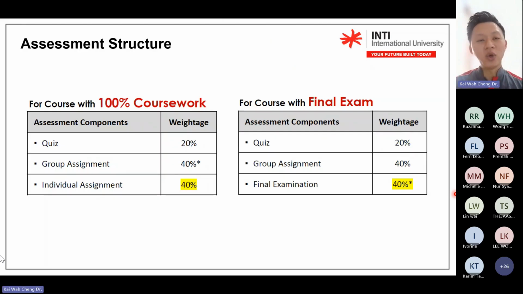So now we will proceed with the next segment. Assessment structures. We have two types of assessment structure, whether the course comes with 100% coursework or the course comes with final examination. So you can see the weightage for each assessment component. Basically, these are the common assessment components under the Bachelor of Business Honours Learning Simplified program. And I believe your lecturers will brief you in detail starting next Monday onwards. So this is just for your information.